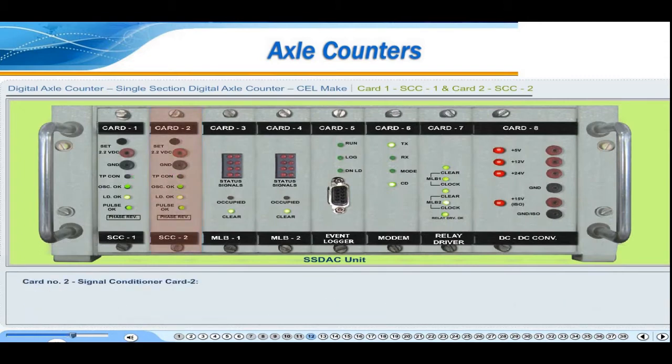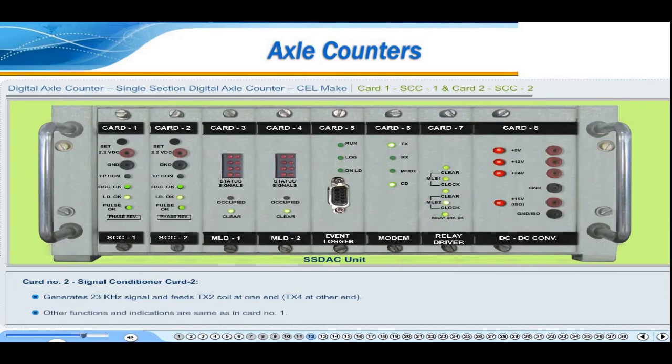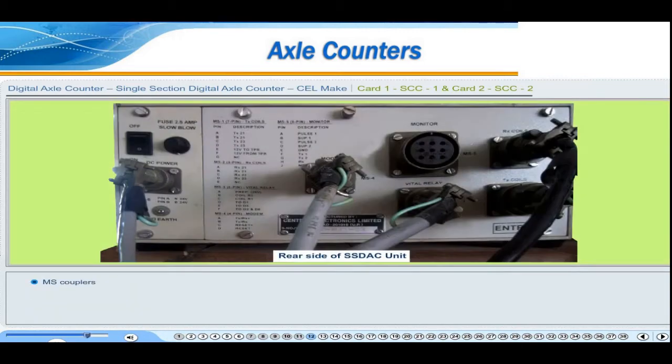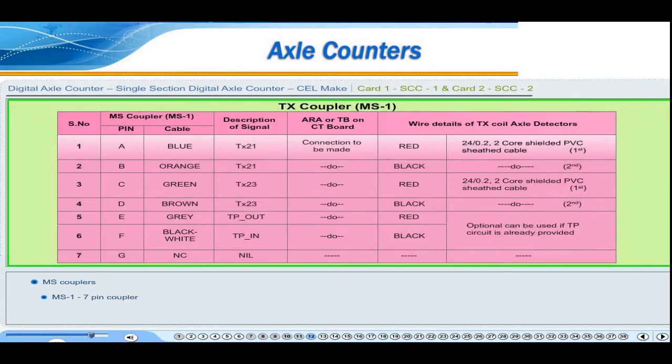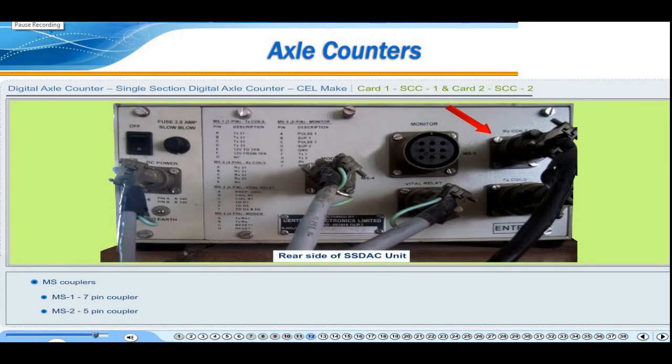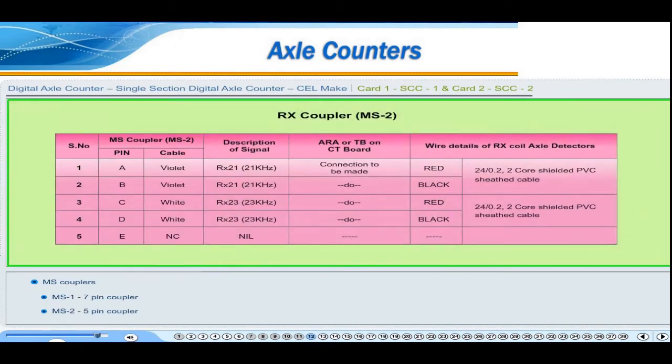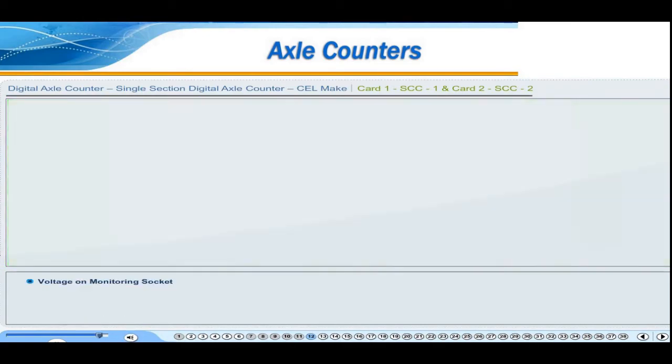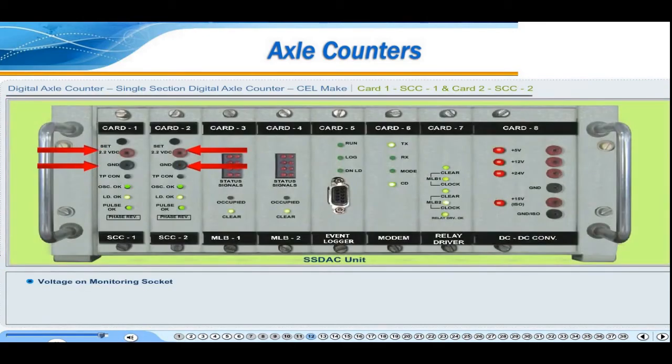Card number 2, signal conditioner card 2. Generates 23 kHz signal and feeds TX2 coil at one end, TX4 at the other end. Other functions and indications are same as in card number 1. MS couplers. MS1, 7-pin coupler. MS2, 5-pin coupler. Voltage on monitoring socket.